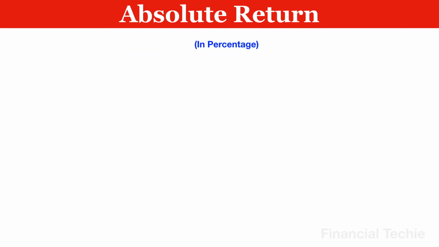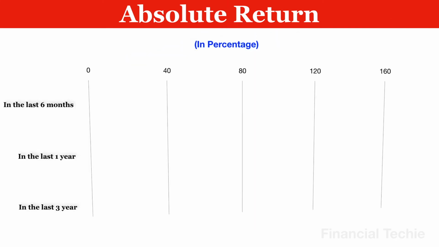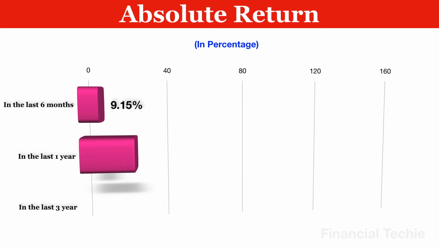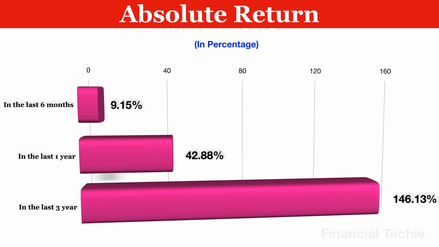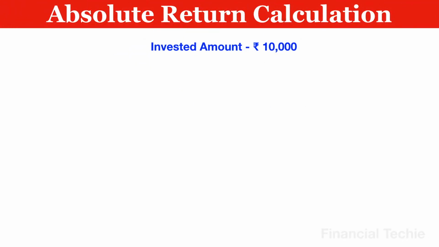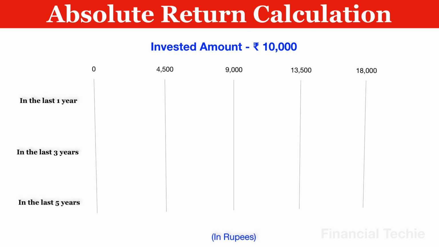Now it's time to get into the exciting section of this video, which is going to be the absolute return. The absolute returns are mentioned in percentage. If you have invested in the last 6 months, you would have got a return of 9.15%. If you had invested in the last 1 year, you would have got a return of 42.88%. In case of the last 3 years, this fund has provided a return of 146.13%.